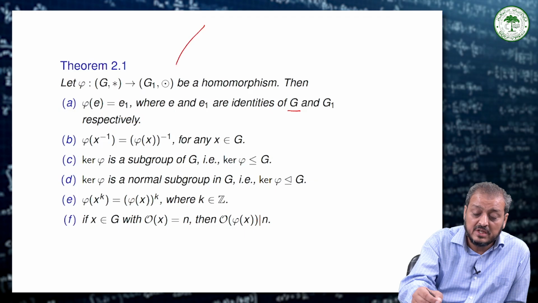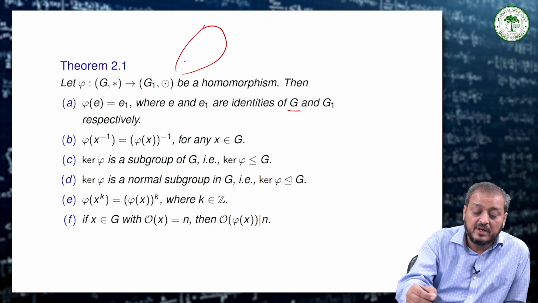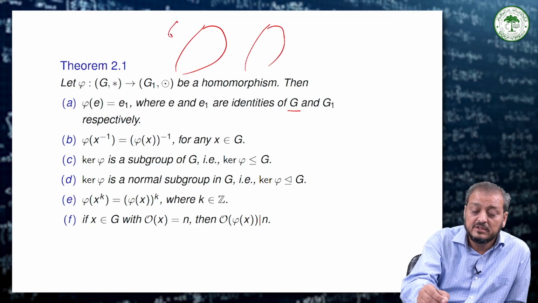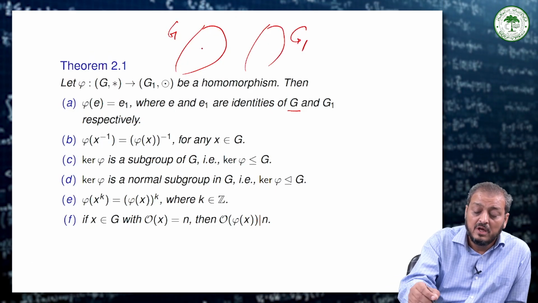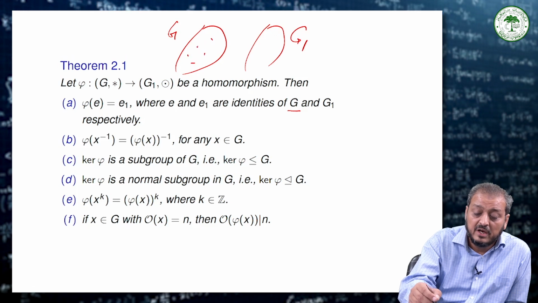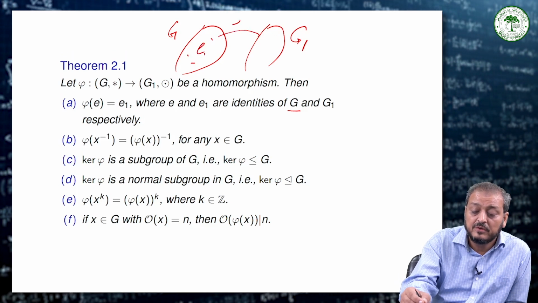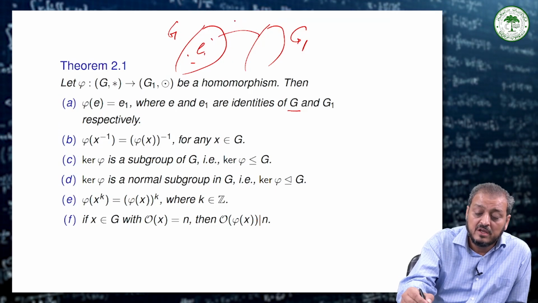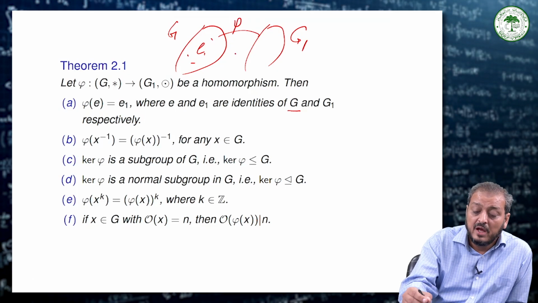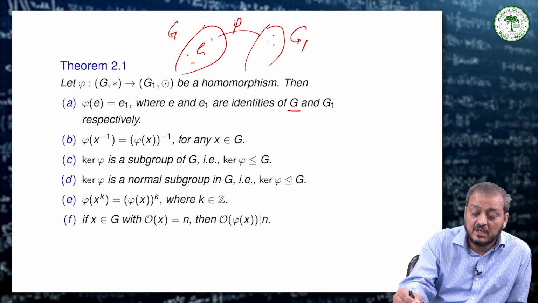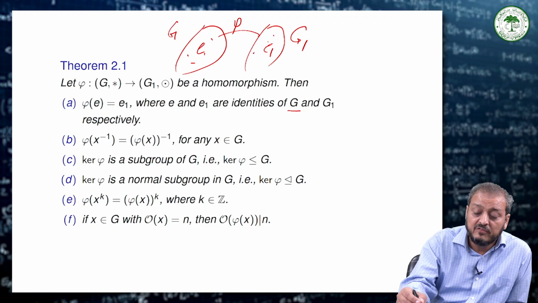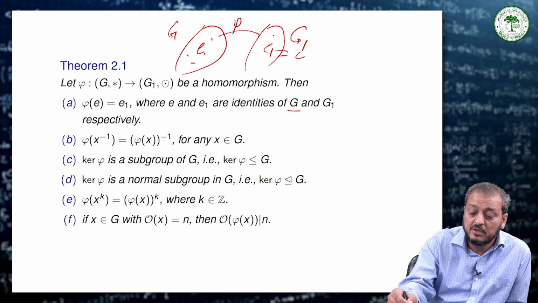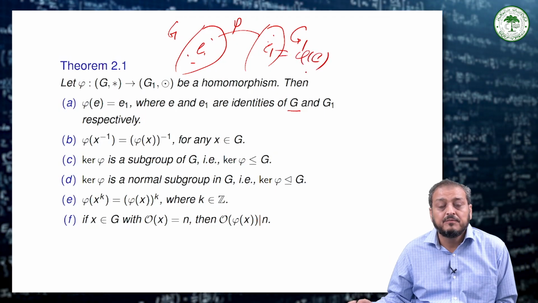We can simply say that if we have some identity element here, this is an element of G and this is the set G1. Then there is the map phi, and here is some other element, the element e1. We can say that e is mapped to e1, which is the same as phi of e.